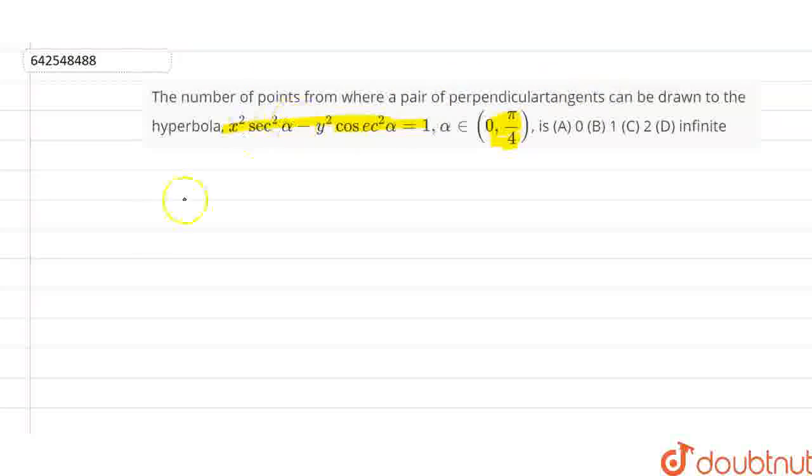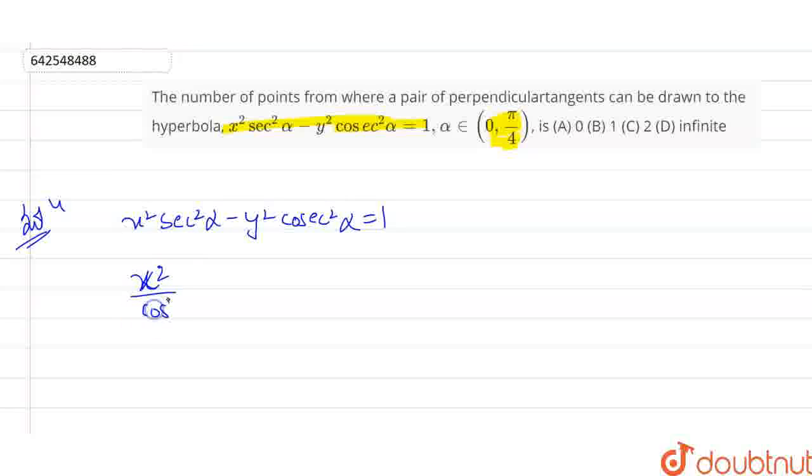Okay, so first, the equation given to us is x square sec square alpha minus y square cosec square alpha equals 1. I can write this equation in this form also: x square by cos square alpha minus y square by sine square alpha equals 1. So this is the general equation for a hyperbola in which my a square is cos square alpha and b square is sine square alpha.